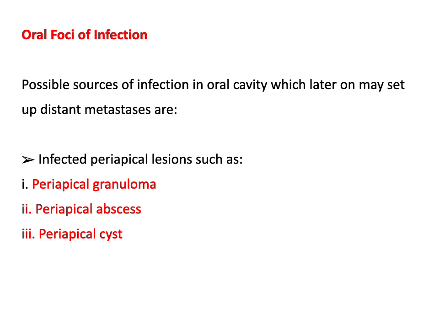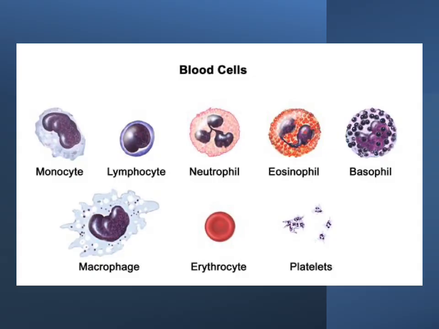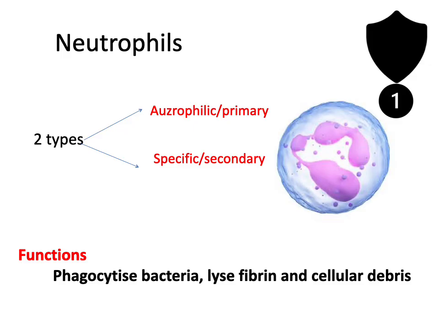The oral foci of infection is the possible source of infection in the oral cavity, which later on may set up distant metastasis. The infected periapical lesions are periapical granuloma, periapical abscess and periapical cyst. These are the various blood cells which come into action during inflammation. The first defense action is done by neutrophils, which are of two types, the primary and the secondary. The function of these neutrophils is the phagocytosis of bacteria, and to lyse the fibrin and cellular debris.